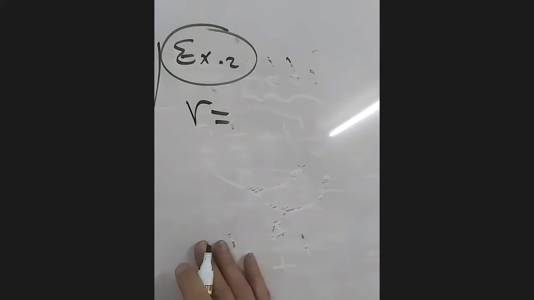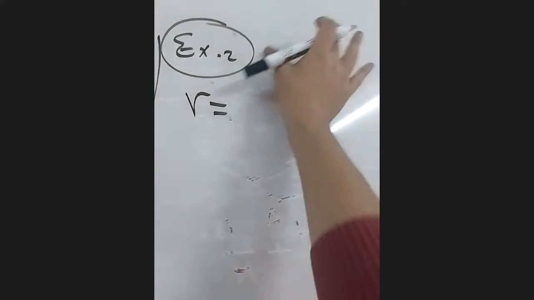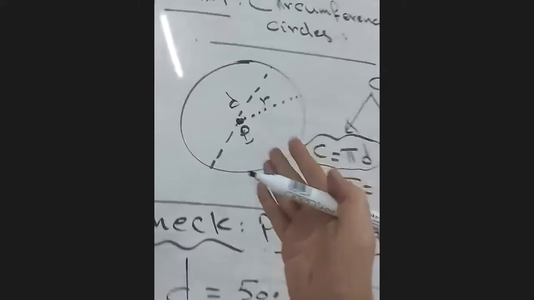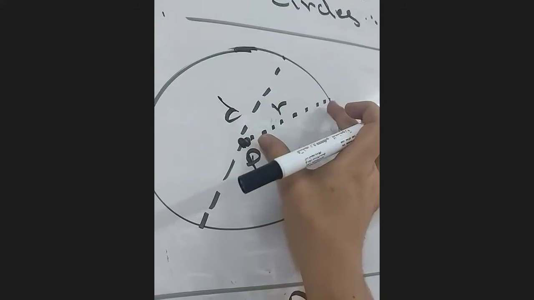Now read example 2. Example 2, find the circumference given the radius. Find the circumference of a circle with a radius of 21.2 inches. So the radius is given. Rashid, what's the radius? How much? 21.2. Now go back to the circle, Rashid. This is what we call the radius.